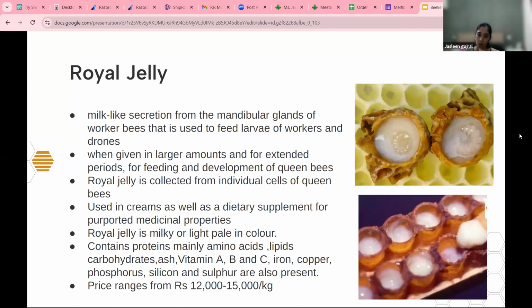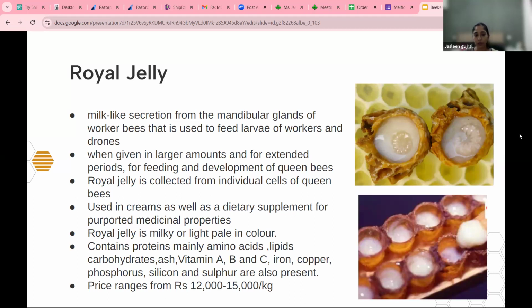Okay. Next is royal jelly. So royal jelly is basically a milk-like secretion from the mandibular glands of the worker bee. Basically the worker bee, not the drone bee, because the drone bee's work is only and only to mate with the queen. That's it. Rest of the work is done by the worker bee, that is the female. So this royal jelly is basically a milk-like secretion which feeds the larva of the worker and drones.